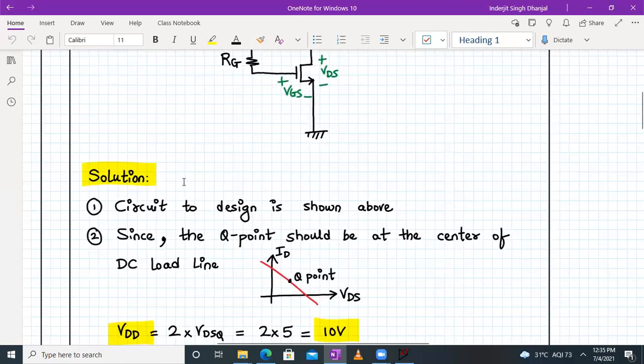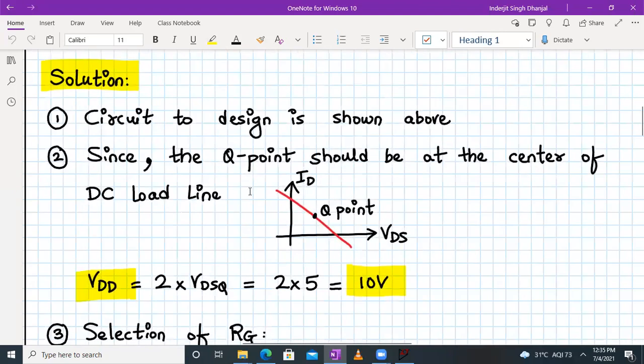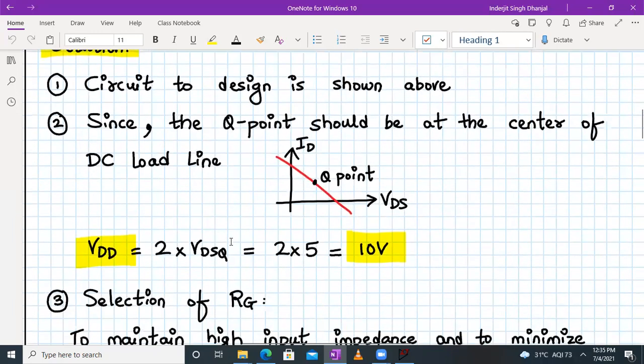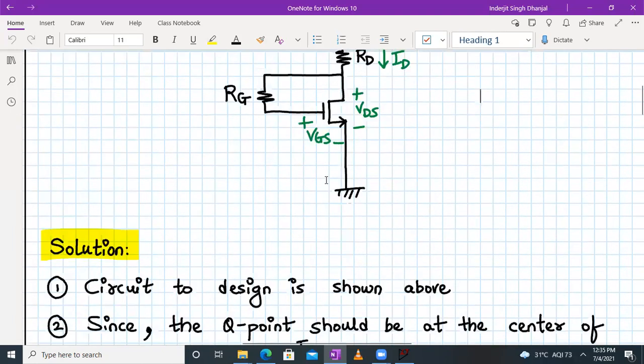So let's say the circuit is over here and we want the Q point to be at the center of the DC load line. For that to happen, we select VDD as twice of VDSQ. VDSQ is 5, so 2 into 5 will be 10. So we select the value of VDD in this circuit as 10 volt.